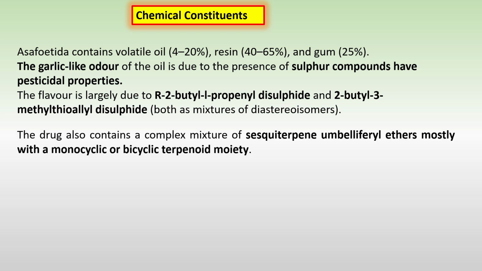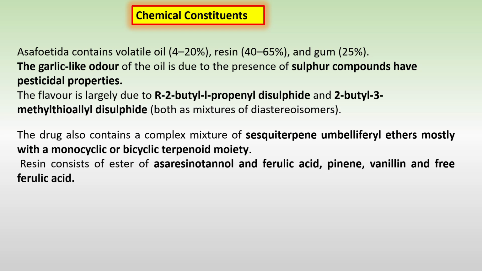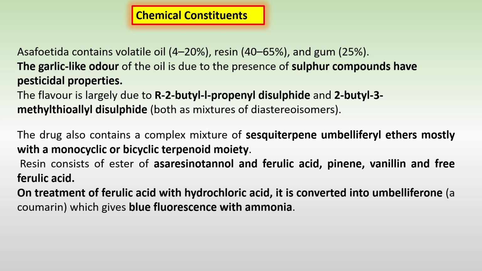The drug also contains a complex mixture of sesquiterpene umbelliferone esters, mostly with a monocyclic or bicyclic terpenoid moiety. Resin consists of esters of asaresinotannol and ferulic acid, pinene, vanillin, and free ferulic acid. On treatment of ferulic acid with hydrochloric acid, it converts into umbelliferone. I am repeatedly telling, it converts to umbelliferone, a coumarin, which gives a blue fluorescence when you add ammonia. So it's a very interesting and specific test for asafoetida when you are doing even the practical. It is the specific test for asafoetida: the umbelliferone test.